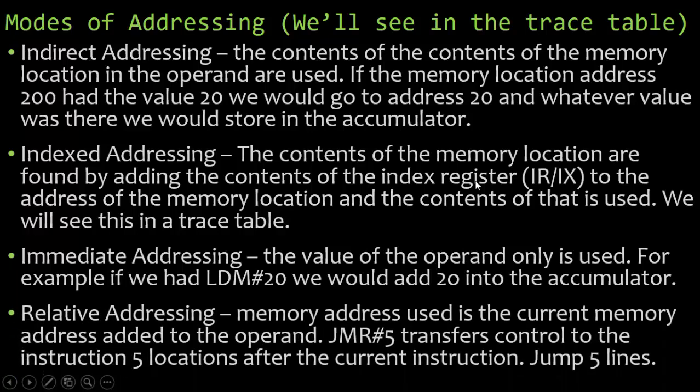And the last one we have here is relative addressing. The memory address used is the current memory address added to the operand. So if we had JMR number 5, this transfers control to instruction 5 locations after the current instruction. And what that means is we are jumping 5 lines.